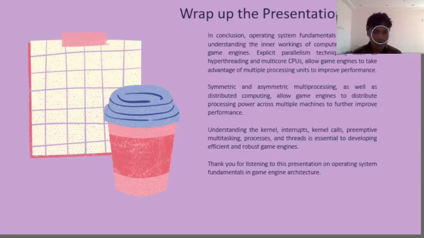Next is to wrap up the presentation. In conclusion, understanding operating system fundamentals is crucial for developing efficient and robust game engines. Techniques such as explicit parallelism and multiprocessing allow game engines to take advantage of multiple processing units and improve performance. The kernel, interrupts, kernel calls, preemptive multitasking, processes, and threads are essential components of the operating system that must be understood for effective game engine development.